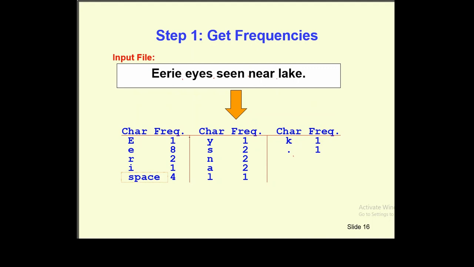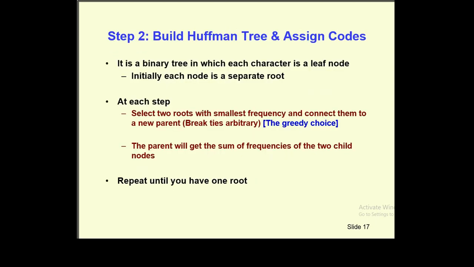So after calculating the frequencies, what is the next step? The next step is arranging these characters in the increasing order of their frequency. I will show you how we arrange the characters in increasing order. So in the second step, after arranging them in increasing order, we build the Huffman tree. And after building the tree, we'll assign the code.